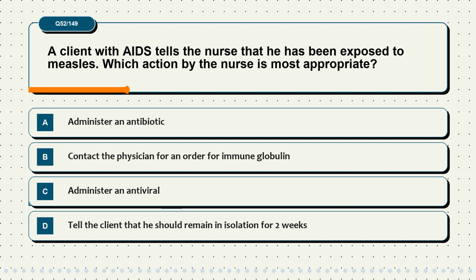Which action by the nurse is most appropriate? Here are the options. Option A, administer an antibiotic. Option B, contact the physician for an order for immune globulin. Option C, administer an antiviral. Option D, tell the client that he should remain in isolation for 2 weeks.